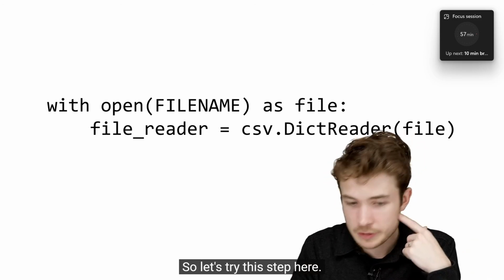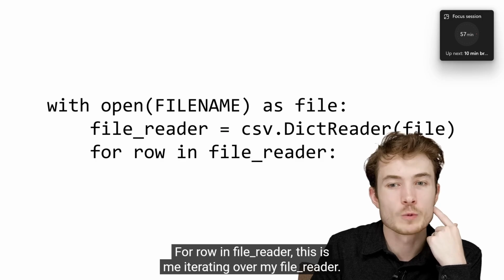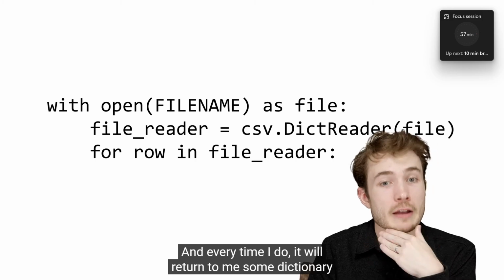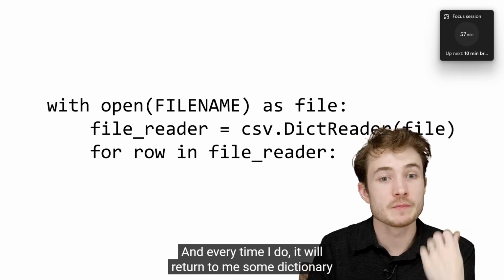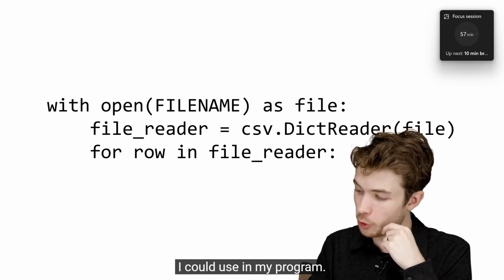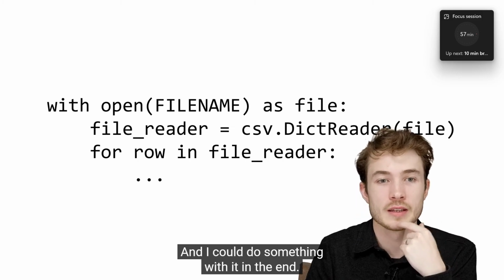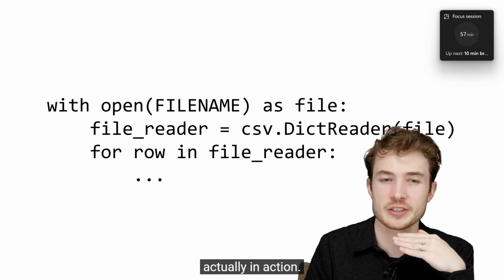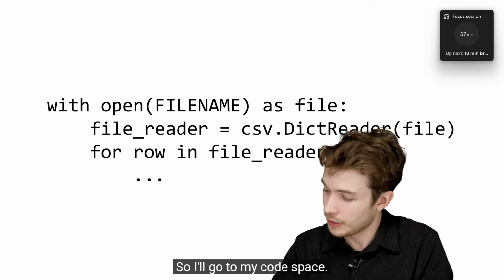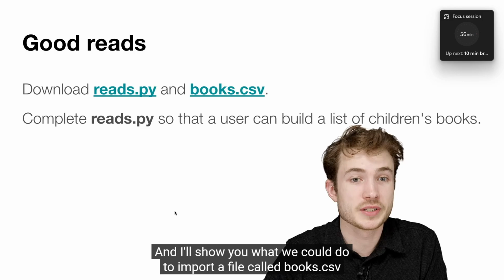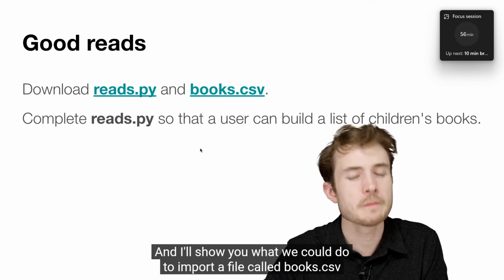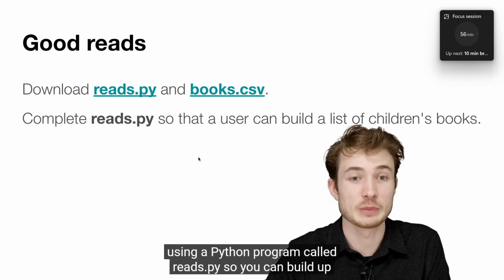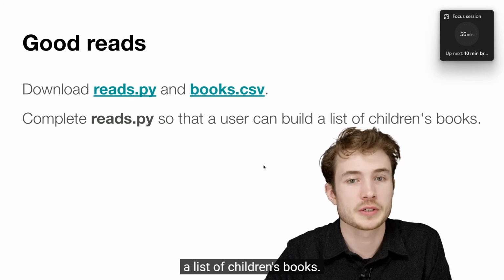So let's try this step here. For row in file reader, this is me iterating over my file reader, and every time I do, it will return to me some dictionary I could use in my program, and I could do something with it in the end. So I think it's worth being a little more concrete here and seeing this actually in action. So I'll go to my code space, and I'll show you what we could do to import a file called books.csv using a Python program called reads.py. So you can build up a list of children's books.